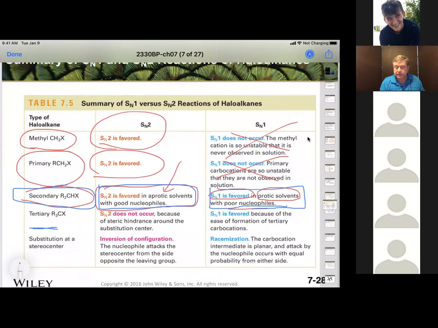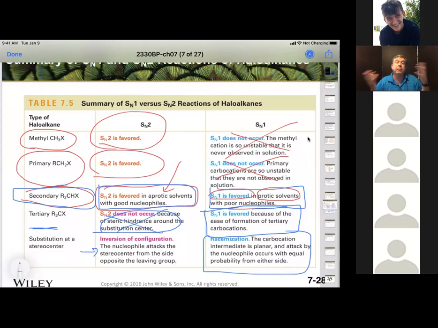Tertiary here does not undergo SN2. It only does SN1 because of the stability of the tertiary carbocation. And the other thing about it is that because SN2 makes a bond and breaks a bond at the same time, we get inversion of that center when it happens. Because our carbocation here is trigonal planar, we get attack at either side and a mixture of products, if they can be different.